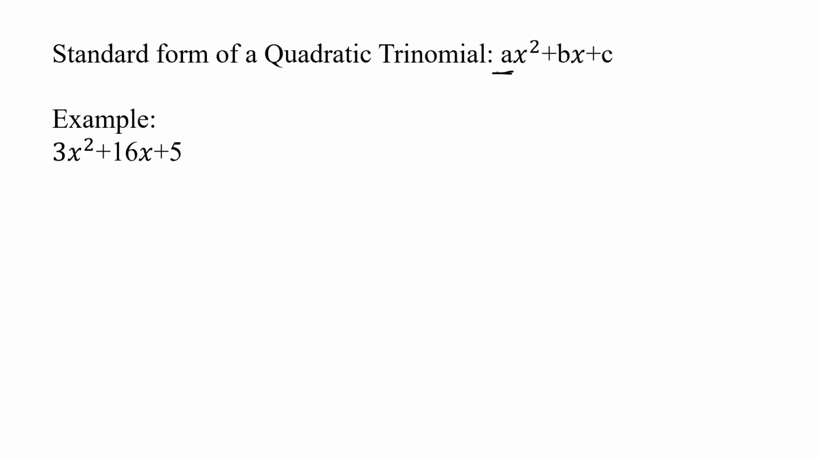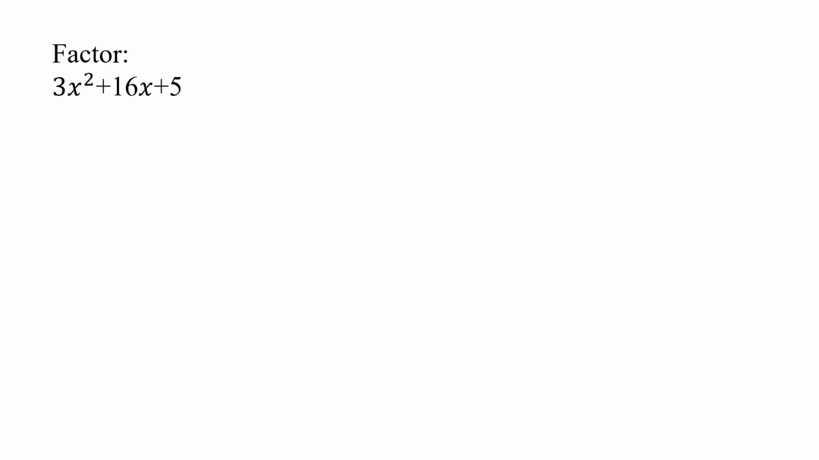So in our example, we have 3x squared plus 16x plus 5. In this example, a would be 3, b would be 16, and c would be 5. Right, so why don't we look at an example?